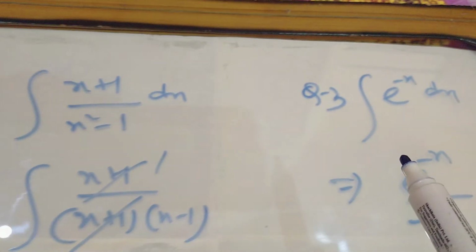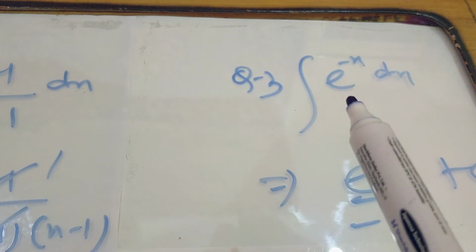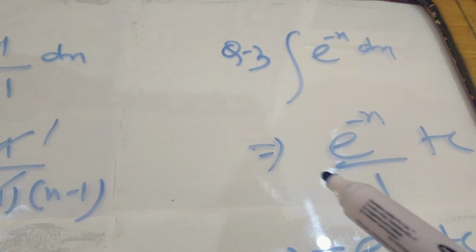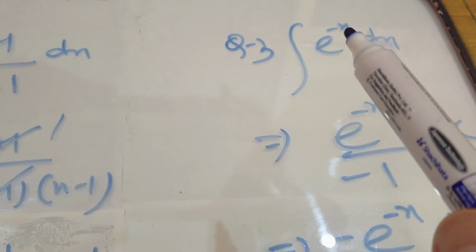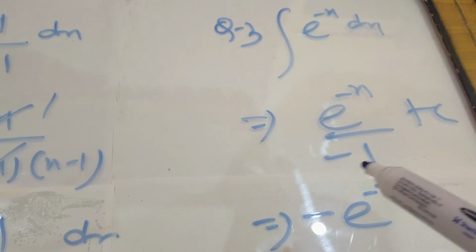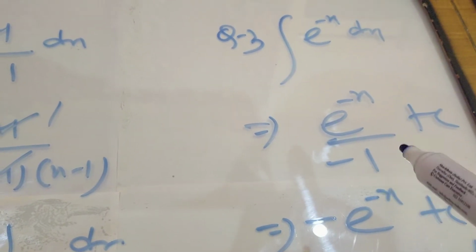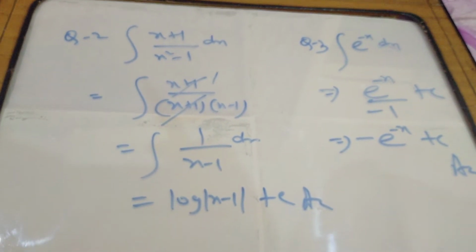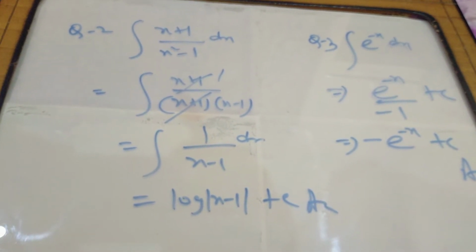Now question number 3, integration of e raised to the power minus x dx. This can be written directly as e raised to the power minus x upon minus 1, because the coefficient of x is minus 1, so that's why I've written minus 1 here, plus c. So this is the answer. So you note down question number 2 and question number 3 from here.